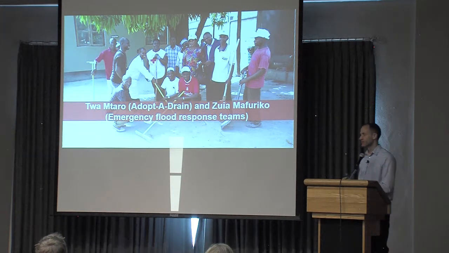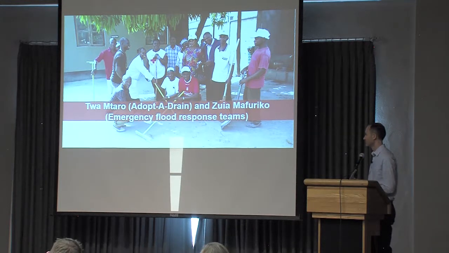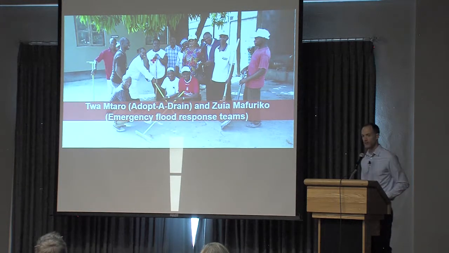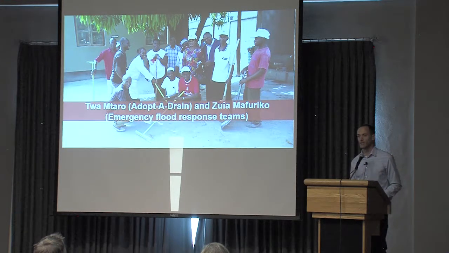So this is some of the local activities that have been undertaken once we know where there's problems with blocked drainage. So you see here two projects. There's one called Adopt a Drain, or Tuamataro, and there's another one called Zuia Mafuriko. These are emergency flood response teams. These are led by the Tanzanian Red Cross, and they're using the data that's been collected by this project to identify where there are problems with flooding and drainage.